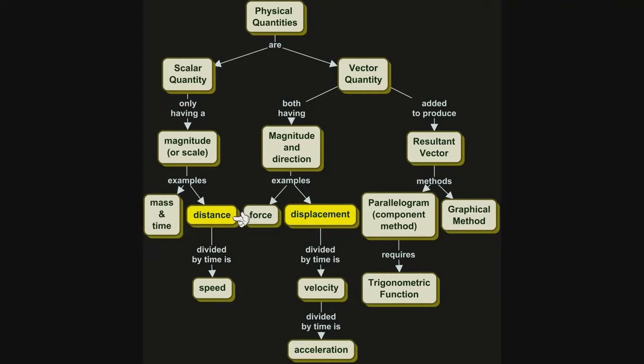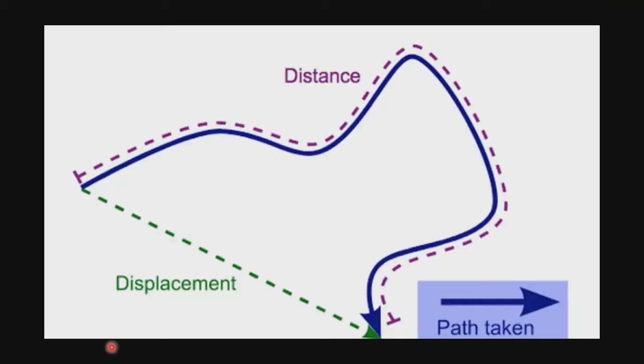Another example of a scalar quantity is distance. There is a big difference between distance and displacement, and distance is, again, an example of a scalar quantity. So what is the difference between distance and displacement? A displacement is simply a straight line or a straight path, and this one is called the vector quantity, whereas the distance is the actual path of the object that is really traveling.